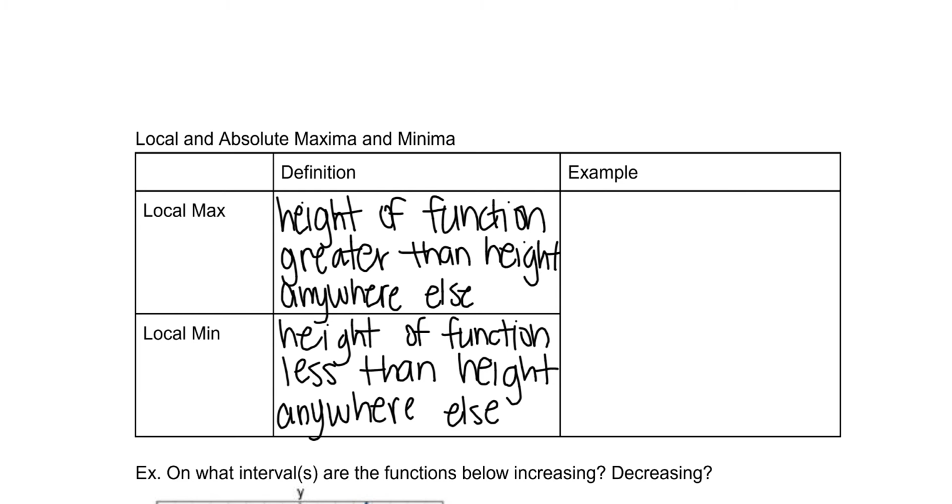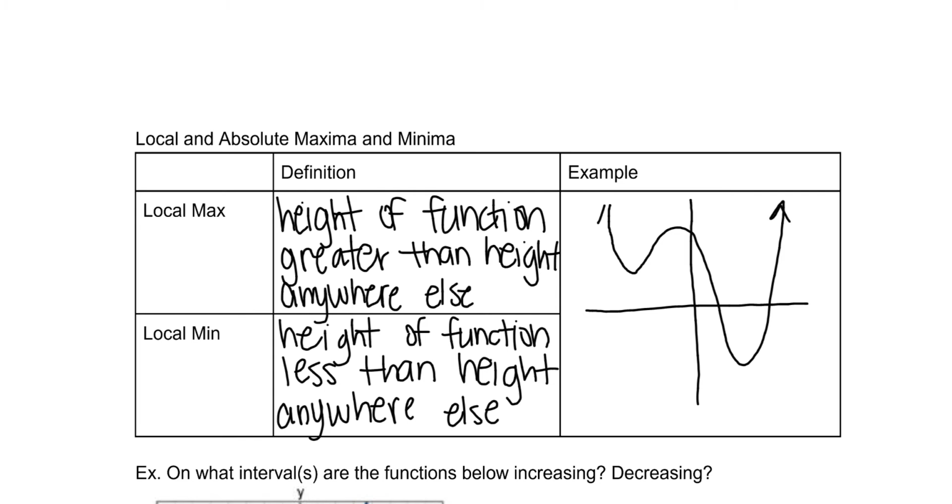So let's go ahead and look at an example. I'm going to go ahead and draw a graph here. Let's look at this graph. When you're looking for local maxes or local mins, you're looking for turning points, so any part where your graph changes direction. We have one here, we have one up here, and we have another one all the way down here. Those would signify local maxes or minimums.